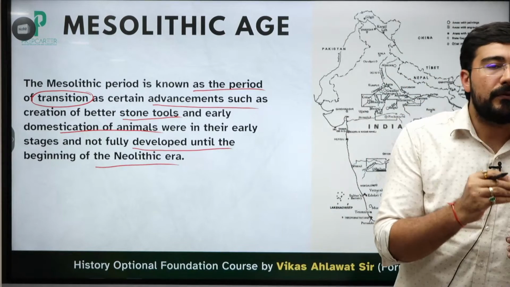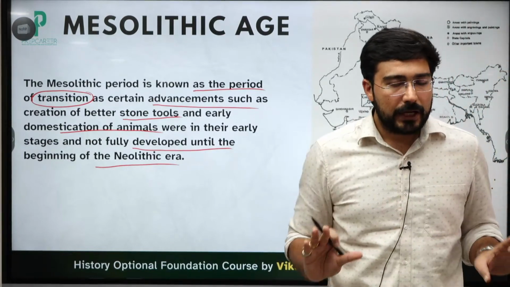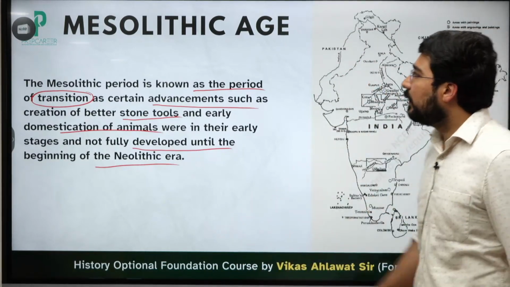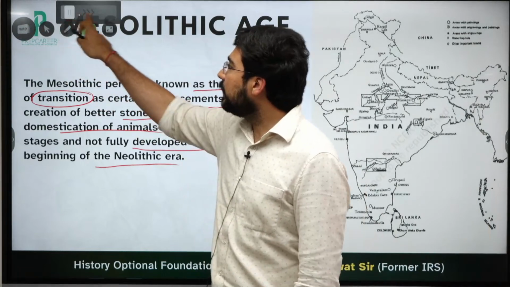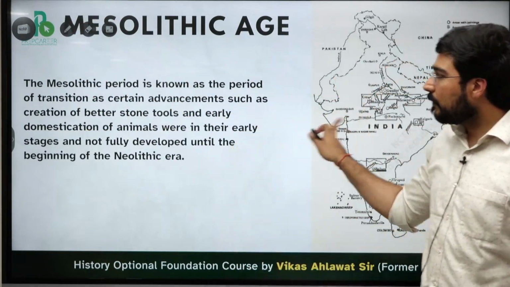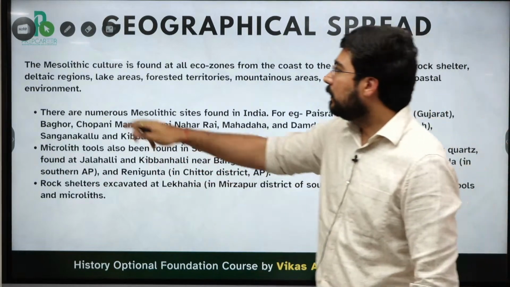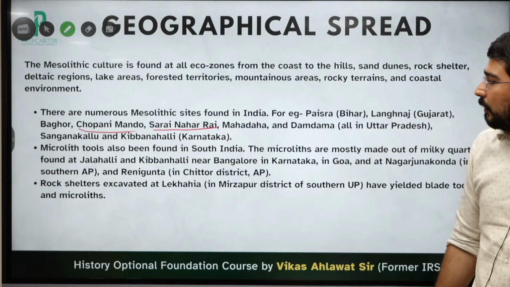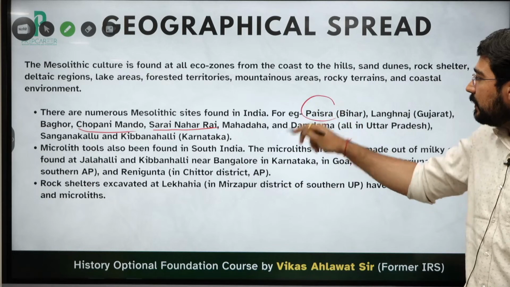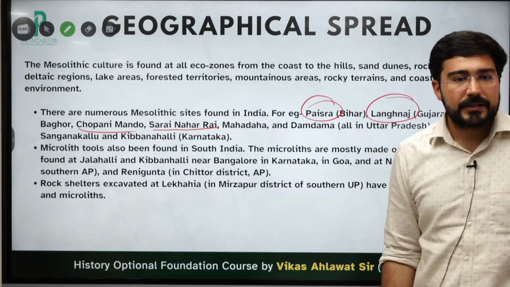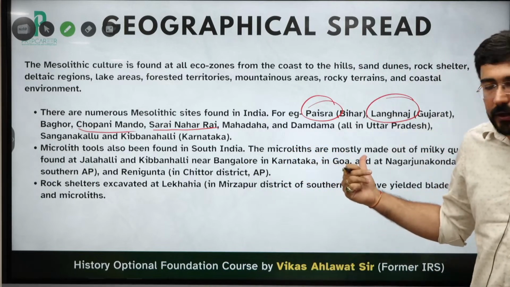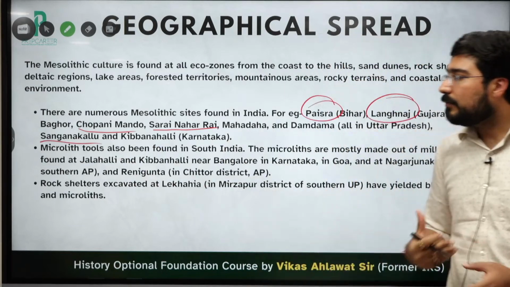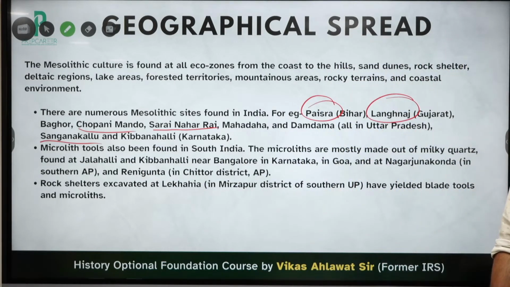So we'll try to understand what form of transitions were there, and this can be a probable question also from the Mesolithic period, which we'll discuss later on. Anyway, all of you remember the important sites for Mesolithic period. What are those? Like Chopani Mando, Sarai Nahar Rai is very important in Uttar Pradesh. Okay, then these are all nearby. Pesra is in Bihar. Lagnaj is important. Last year's paper when we were solving in the map, it was Lagnaj. Bagor is important. Okay, Sanganakalu is important. All right. So these are the important sites from where UPSC can ask in their map.